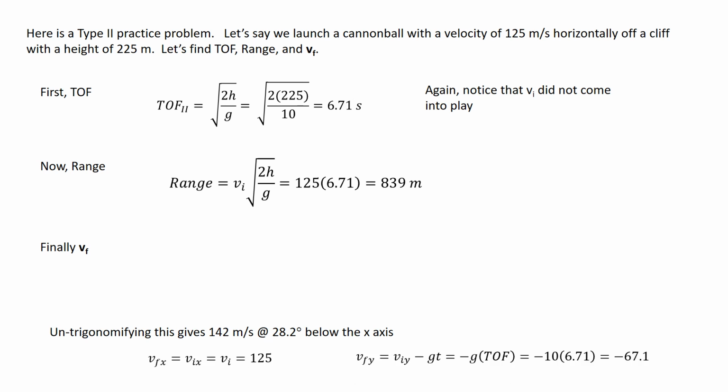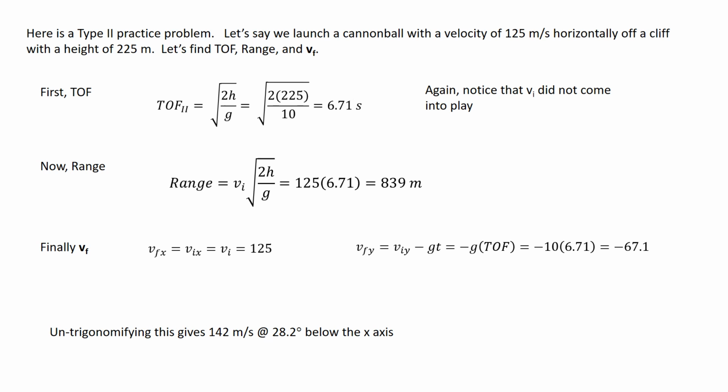Finally, I want to find my v final. If I put the numbers in, I find that my v final x is equal to my v initial x, that's 125. I put in my time of flight for my v final y equation, I get 0 minus 10 times 6.71, or minus 67.1. So my vector becomes 125, comma, minus 67.1 meters per second. Don't forget units, don't forget the minus signs, do everything right. Converting that back from components gives me a vector that's 142 meters per second long and an angle of 28.2 degrees below the x-axis.